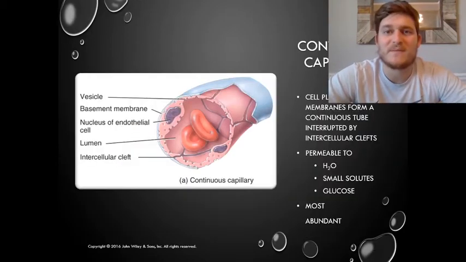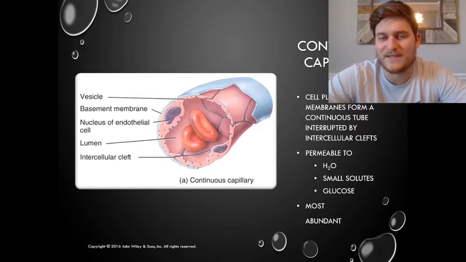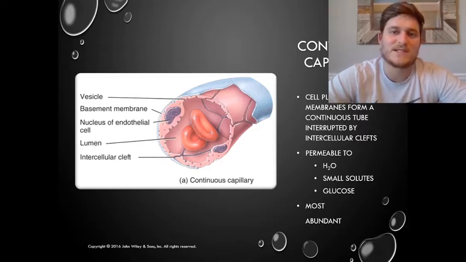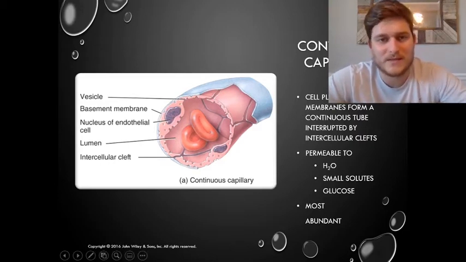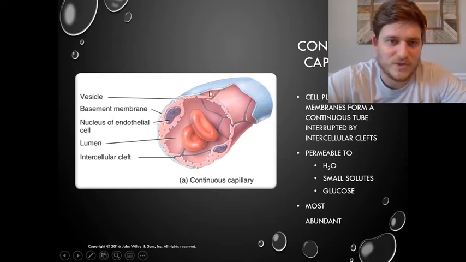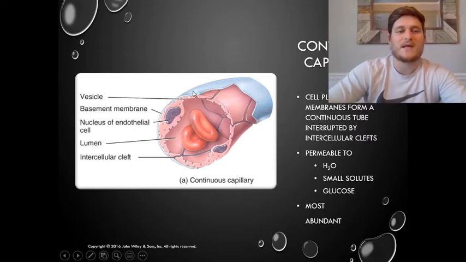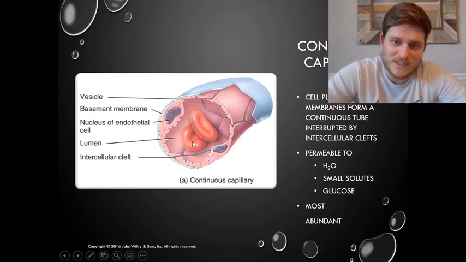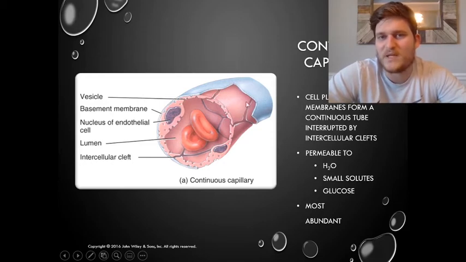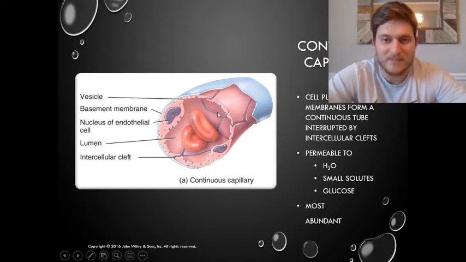We have 3 different types of capillaries, so let's talk about the differences between them. Continuous capillaries are a single layer of tissue here in the endothelium. They do have a basement membrane surrounding that endothelial tissue, but you can see that no really big pores are present within this type of capillary.